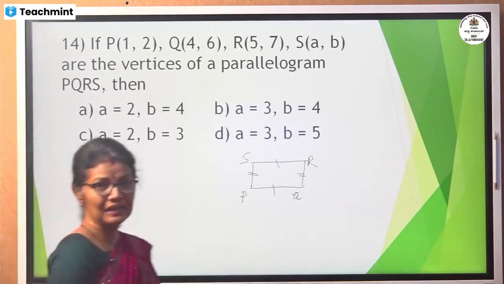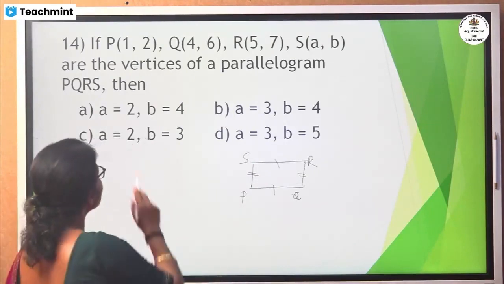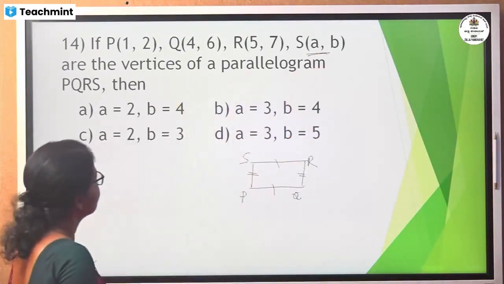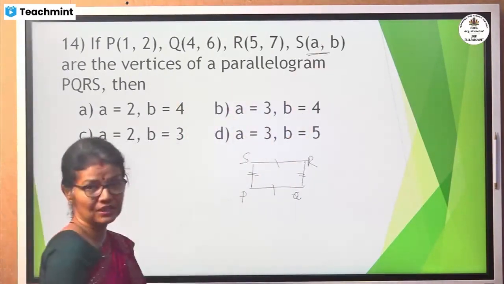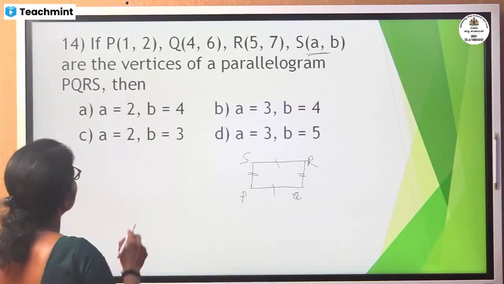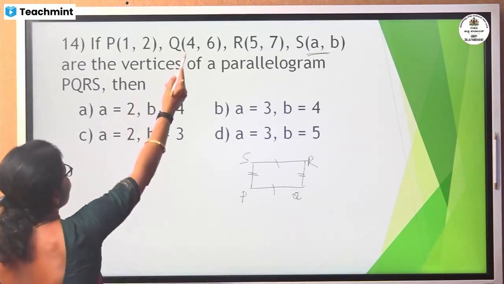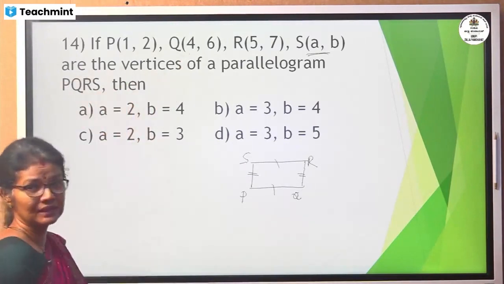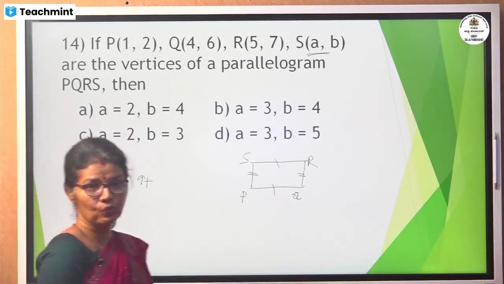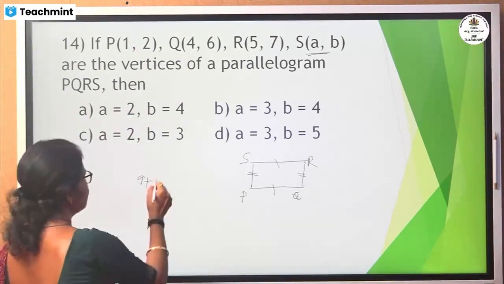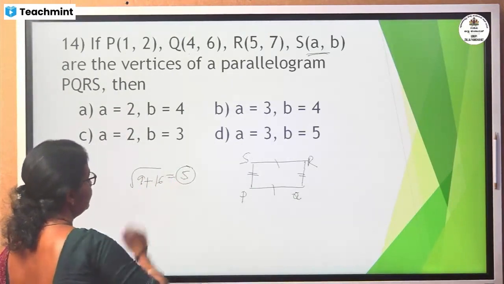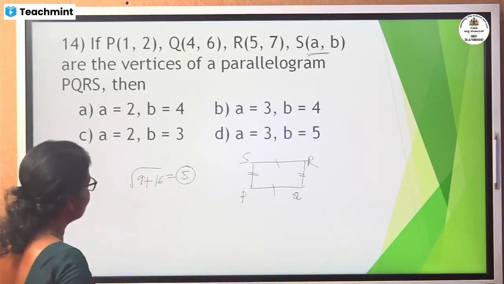You can use the trial and error method and substitute these values in S. Then use the distance formula and check with the value. So we need the PQ value first. So get PQ using the distance formula. 4 minus 1, 3, 3 the square, 9, plus 6 minus 2, 4, 4 the square, 16. So if you consider the root value, that will be 5, right? So distance PQ is 5.